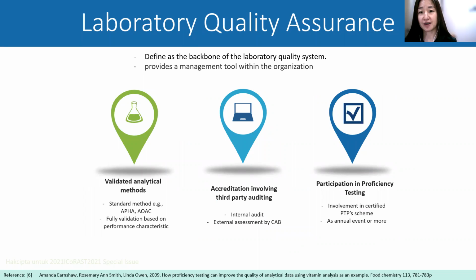Quality assurance is defined as the backbone of the lab quality system. It provides a management tool within the organization. The three essential elements are validated analytical methods, accreditation involving third-party auditing, Standard Malaysia is a CAB in Malaysia, and participation in the proficiency testing.